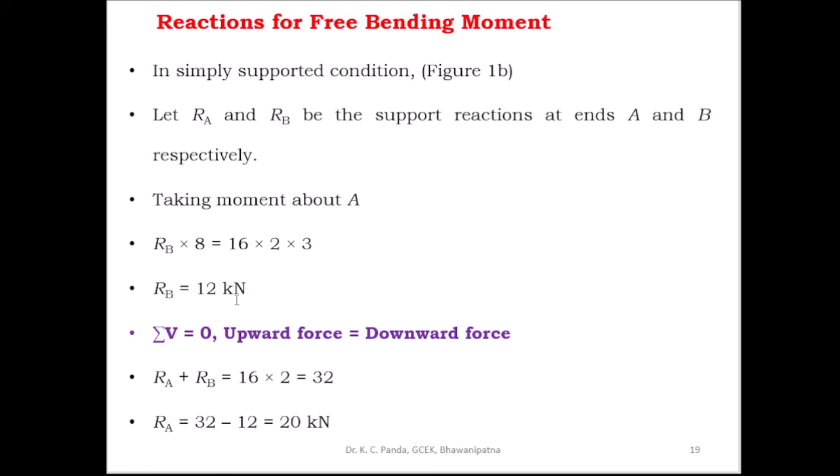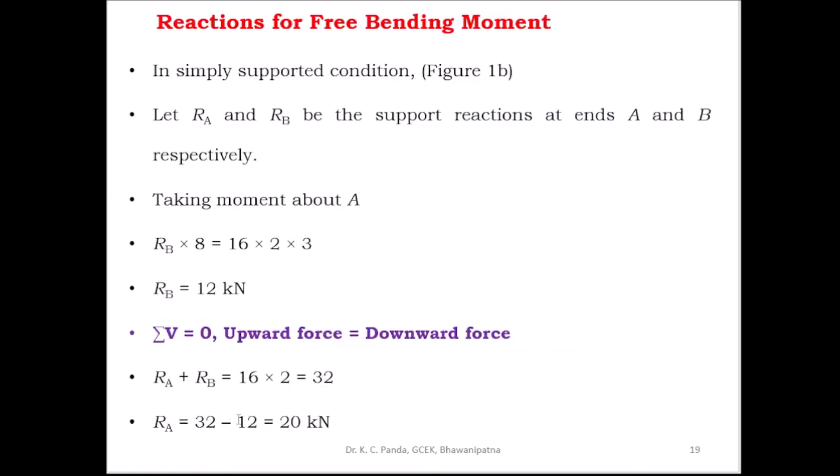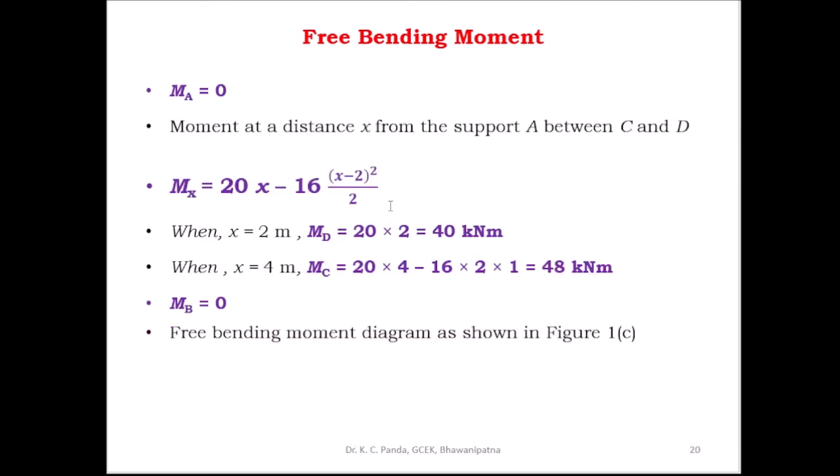Then you can find out RA by taking the summation of vertical forces equal to 0. That is, upward force is equal to downward force. Upward force is RA plus RB, and downward force is 16 into 2, which is 32. Then RA is 32 minus 12, which is equal to 20 kilonewton. Then the free bending moment at A is 0.